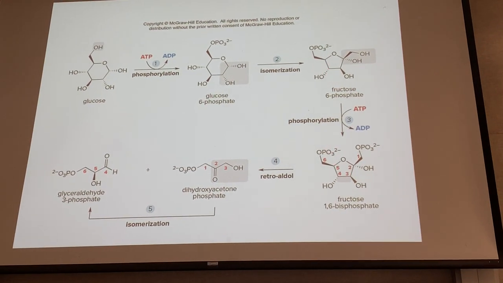primary alcohol undergoes a second phosphorylation reaction, consuming a second molecule of ATP. So you'll notice that in this first part of glycolysis, we are consuming ATP. We've consumed 2 molecules of ATP to phosphorylate our carbohydrate to give us fructose 1,6-bisphosphate. And that mechanism will just be the same as step 1. And what that sets us up for is our key carbon-carbon bond cleavage reaction that allows us to break our 6-carbon carbohydrate into 2 3-carbon molecules.